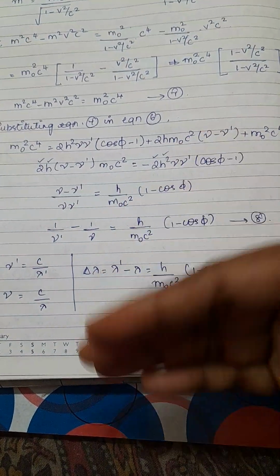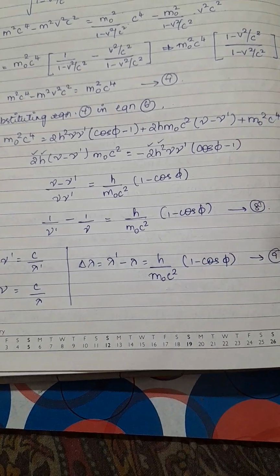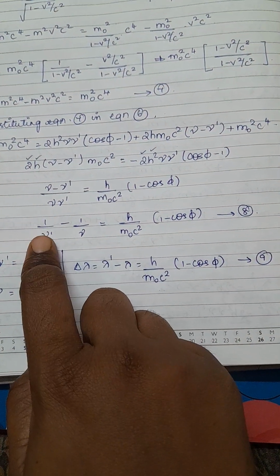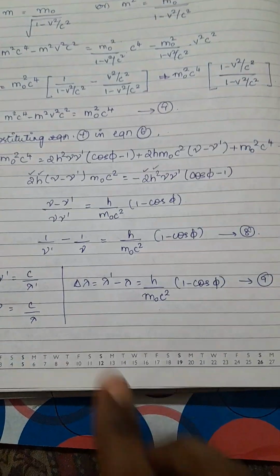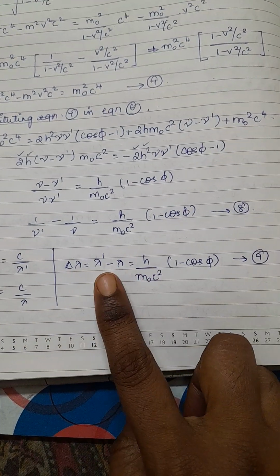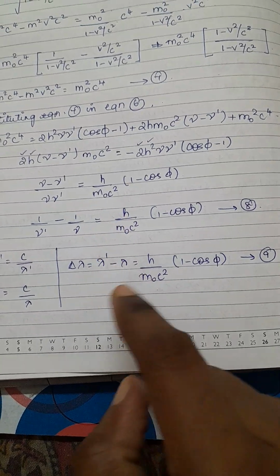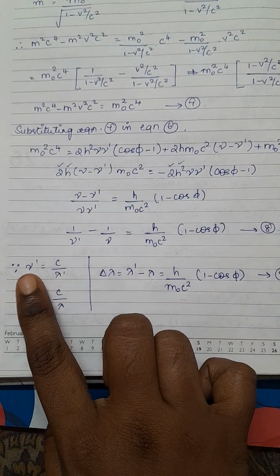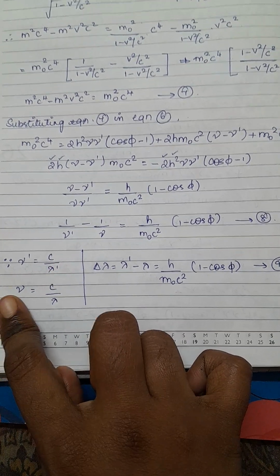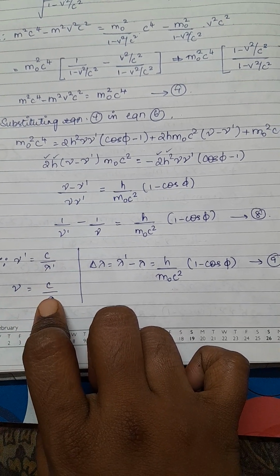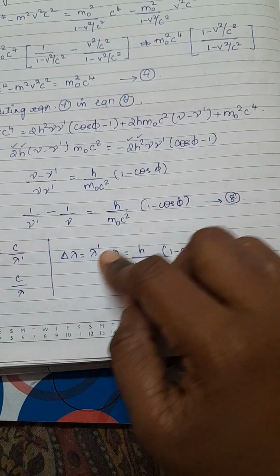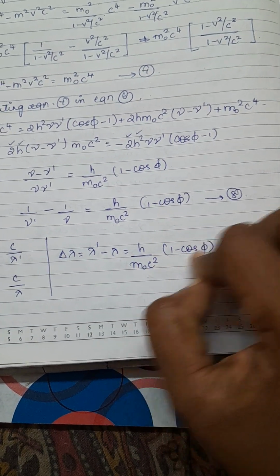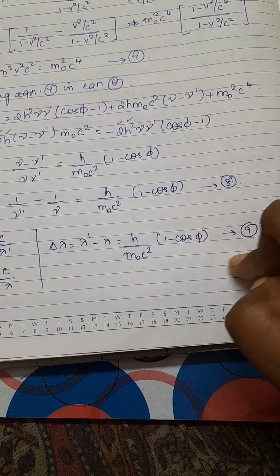We can also write this equation with respect to lambda, that is wavelength. 1 by frequency, 1 by nu, is nothing but lambda. So instead of 1 by nu prime, we can write lambda prime, and 1 by nu as lambda. So nu prime is equal to c by lambda prime and nu is equal to c by lambda. Here you can write lambda prime minus lambda, which is equal to h by m naught c square times 1 minus cos phi. This is equation number 9.